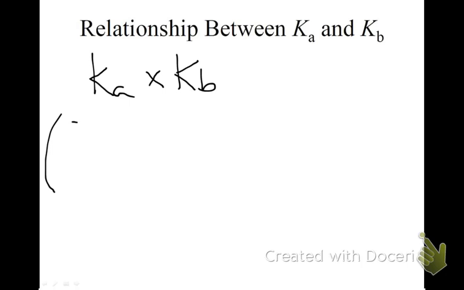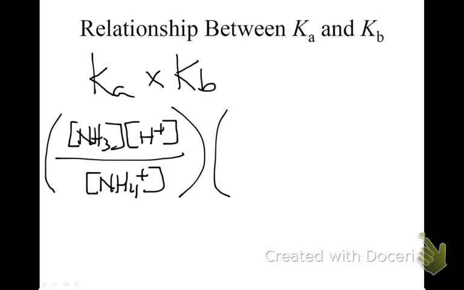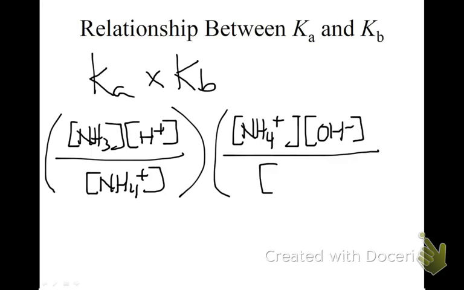Let's just use the variables in here so I can show you something. So Ka was the concentration of ammonia, NH3, times the concentration of the proton, H+, divided by the concentration of ammonium. Alright, just taking these from the previous screen. We're going to multiply that by the Kb. So Kb was the concentration of NH4+ times the concentration of OH minus, all divided by the concentration of NH3.